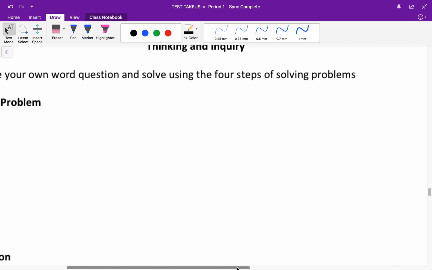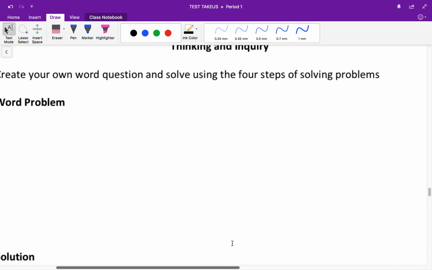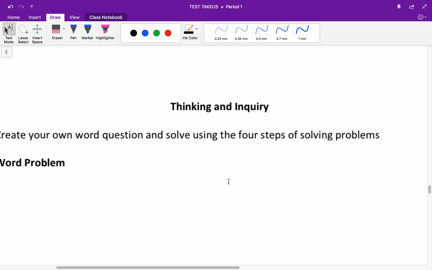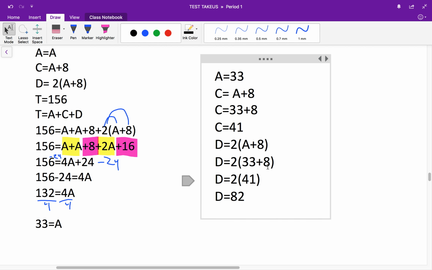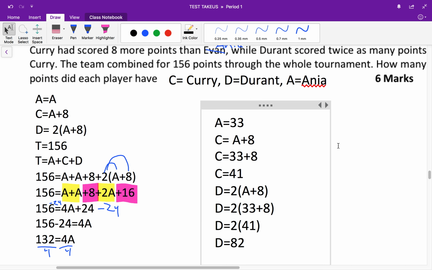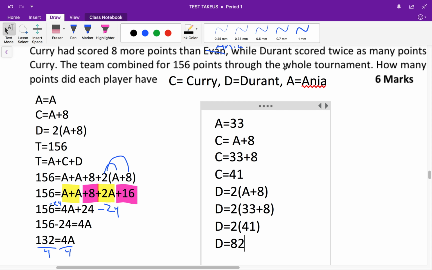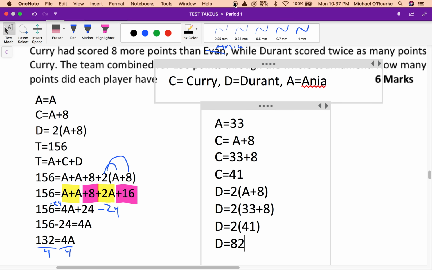And that is the end, because this one here you had to create your own question, so I couldn't possibly take that up. And then we need a concluding sentence here saying, in the game, Anya scored 33 points, Curry scored 41, and Durant scored 82. Okay, so there's your review of the test. Come see me if you have any questions.